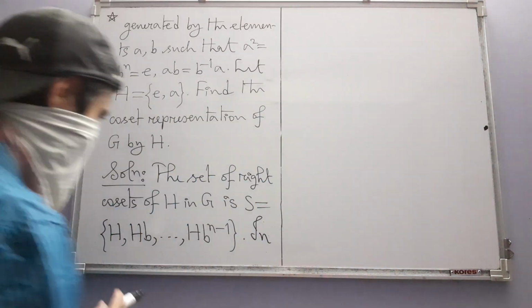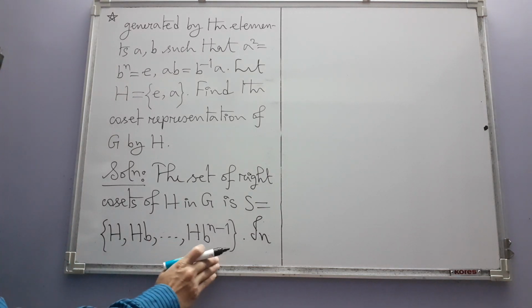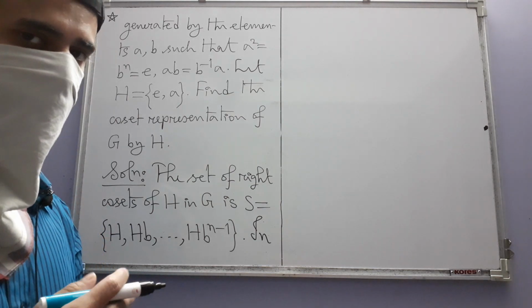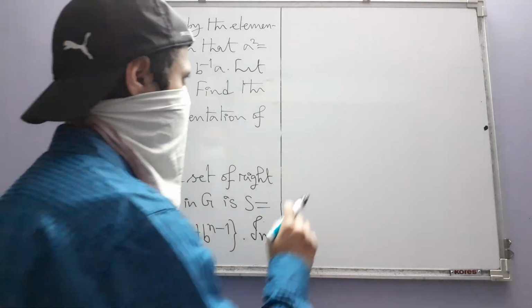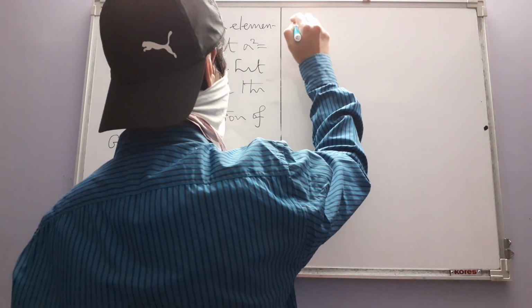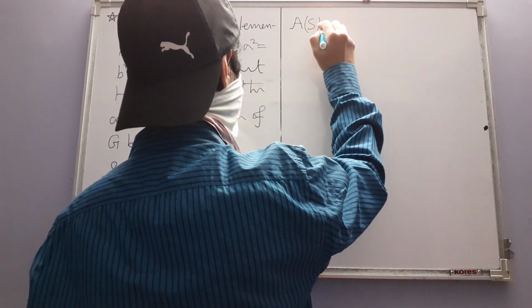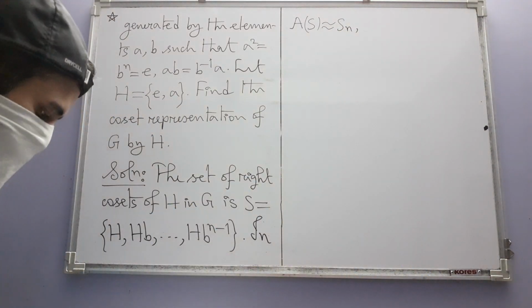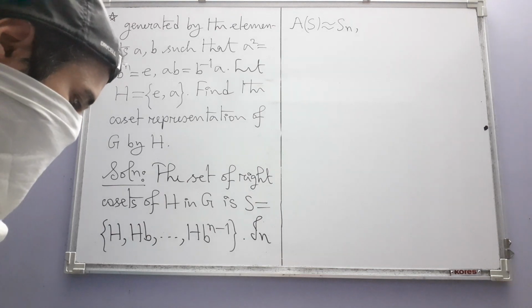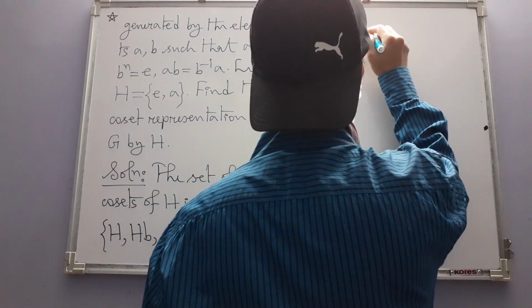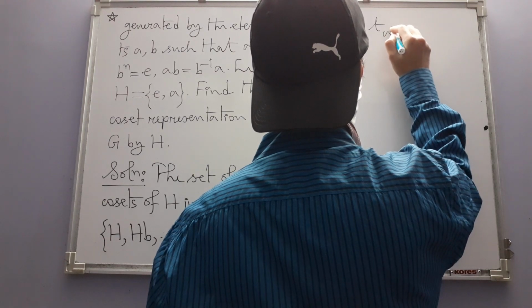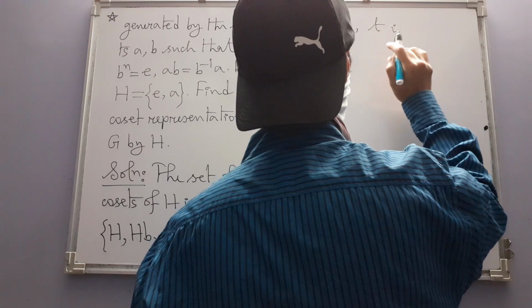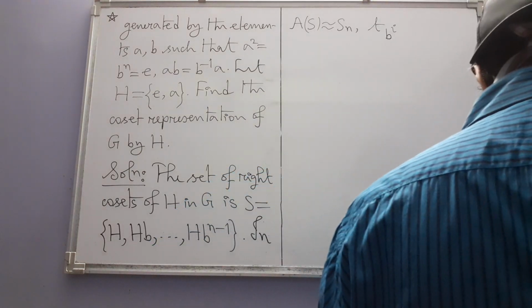So in A of S, how many elements do we see here? n. So A of S is going to be isomorphic to the group Sn, the symmetric group of degree n. So in A of S, which is isomorphic to Sn, now we are going to write the T functions. And here T of, oh sorry, it's not B, it's this.